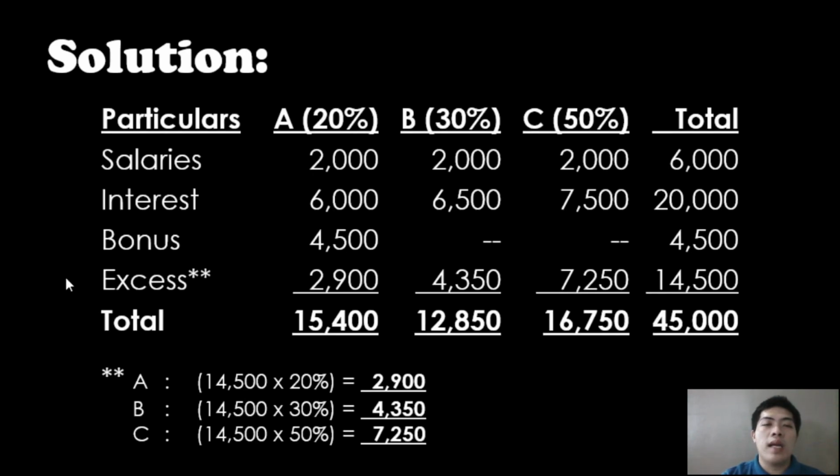So, yung presentation niyan, ganyan. Okay? Nandyan yung salaries, total 6,000. Yung interest, total 20,000. Then, yung bonus, 4,500 dun lang kay A. Wala kay B and C. So, 4,500, i-total yan. Then, i-minus dito sa 45,000, yung excess, we have 14,500. So, yung kanilang distribution, we have 15,400 kay A, 12,850 kay B, and 16,750 kay C. Okay?